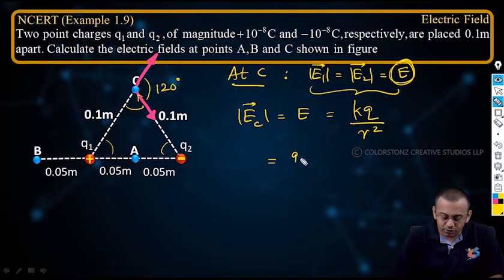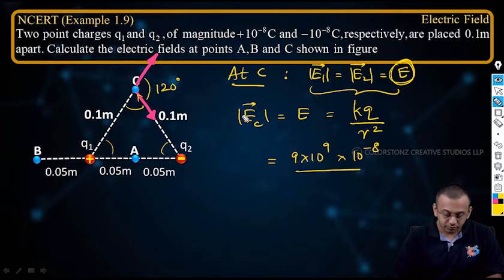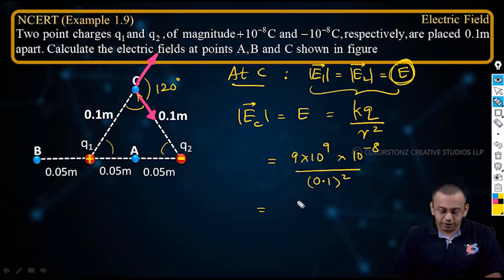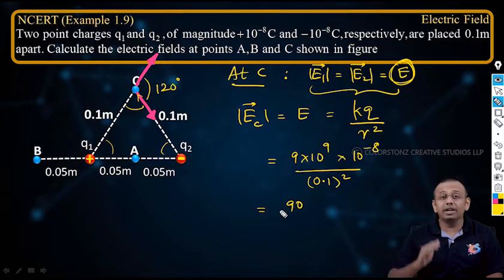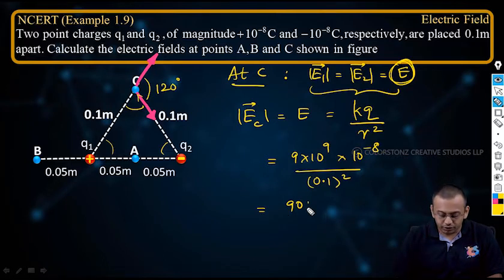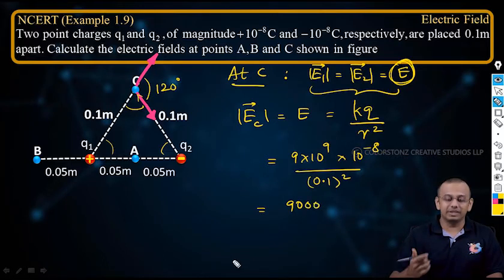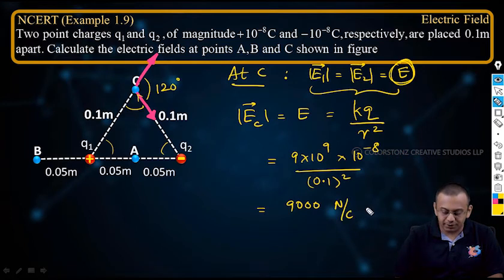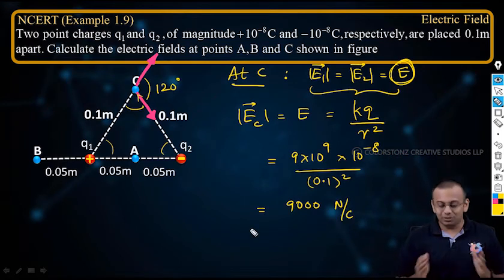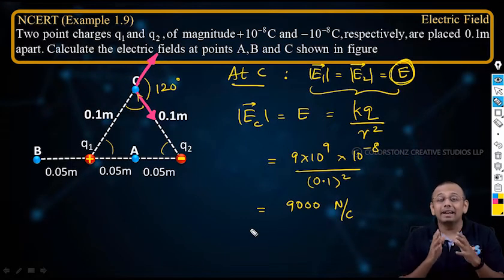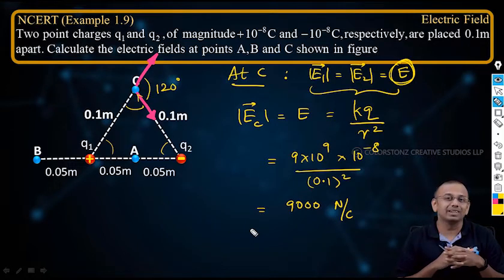So let's put the values: 9 into 10 to the power 9 into the charge, which is 10 power minus 8, upon the distance, that is 0.1 whole square. So in the numerator, we'll have 9 over 0.1 square. When we take to the top, it will become 2 more zeros and we'll get 9,000 Newton per Coulomb. This will be the electric field at the point C.